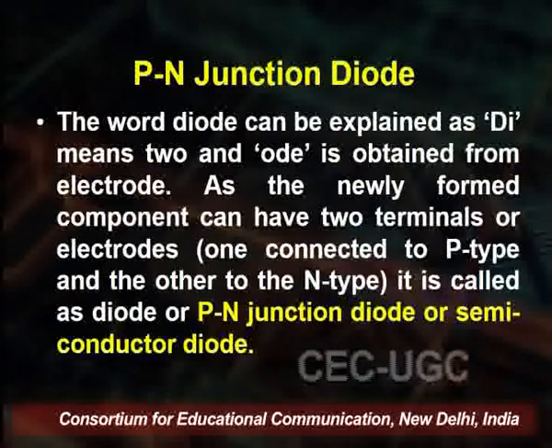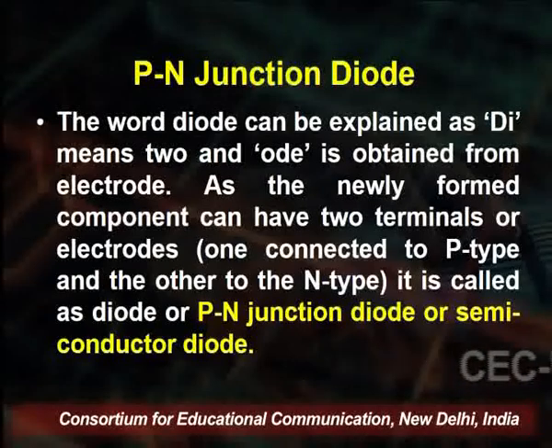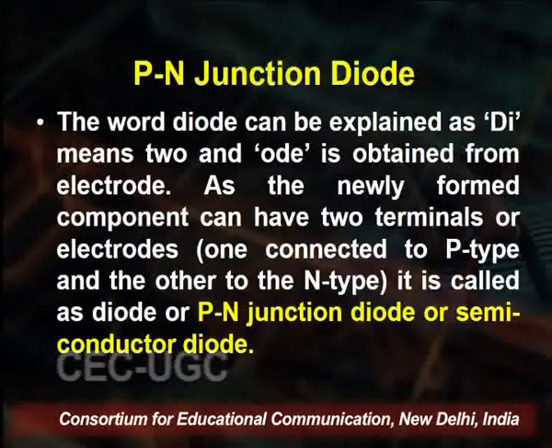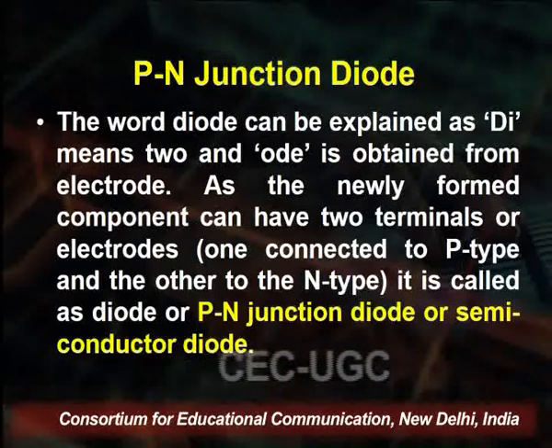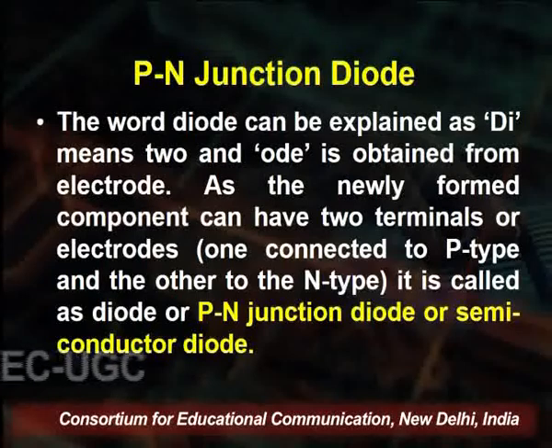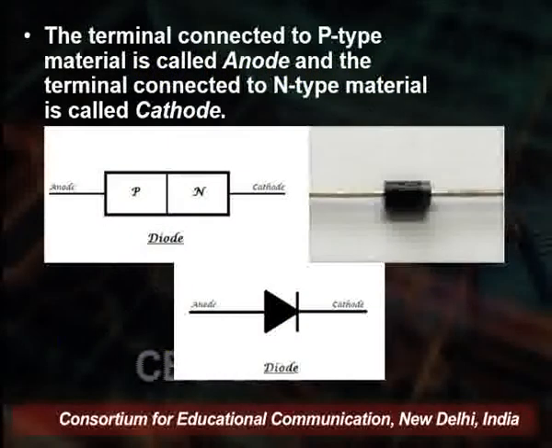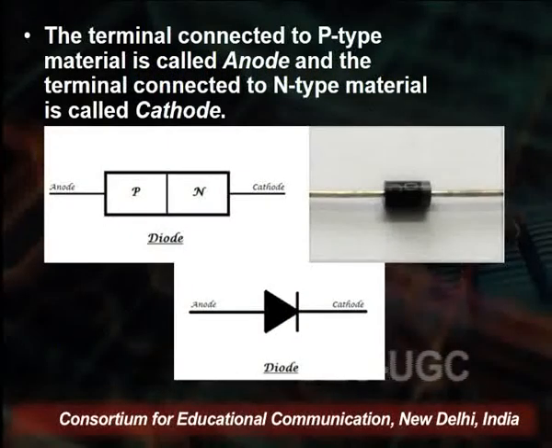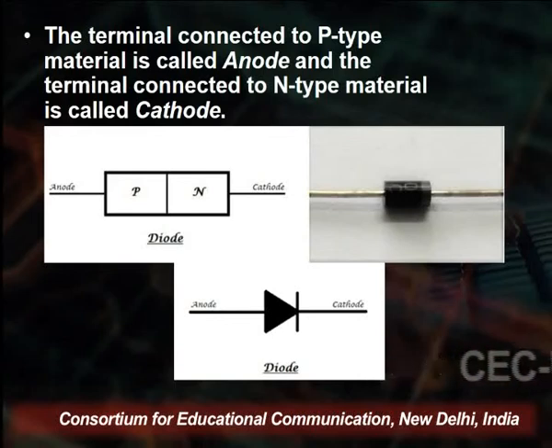Now it is very clear that diode means di, two, and ode means electrodes. P and n type electrodes are attached here, so it is called a p-n junction diode or semiconductor diode. This is the diagram. Here you see on the left hand side p and n are attached and two terminals are there, anode and cathode, and this is the original form of the diode.